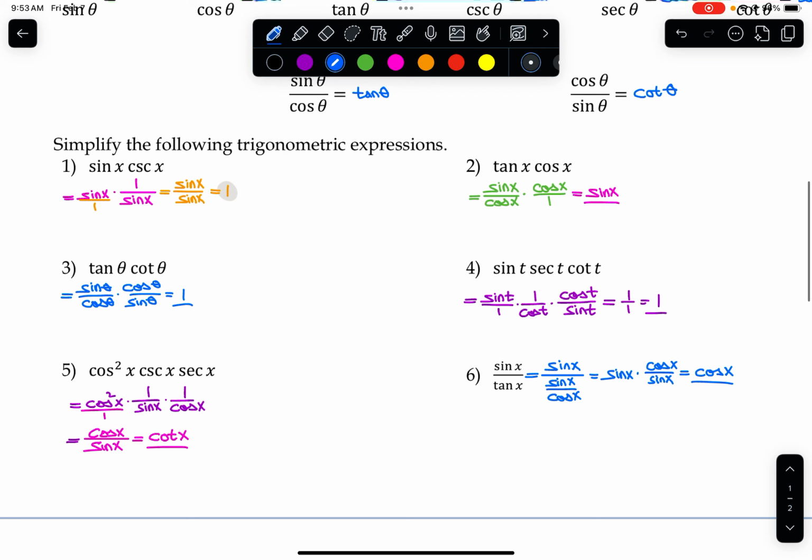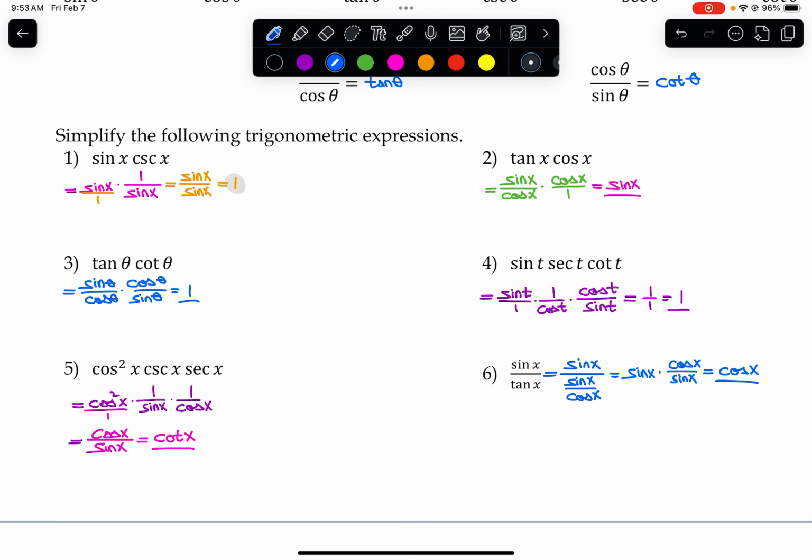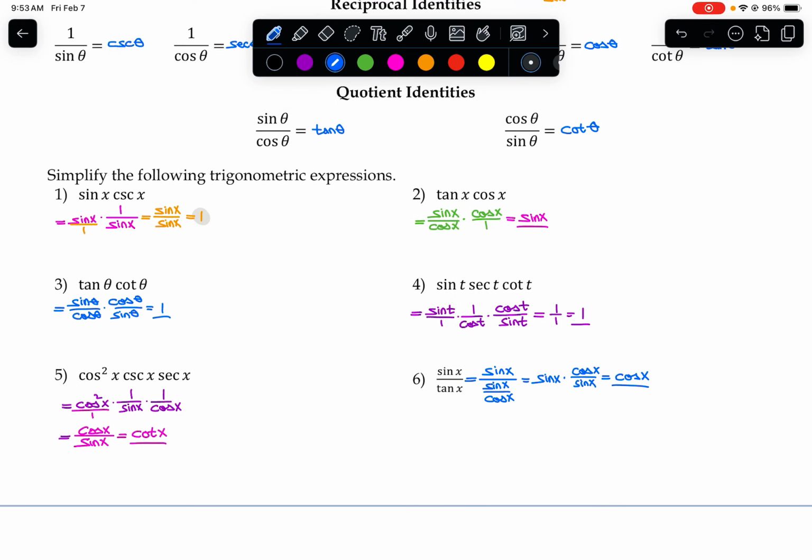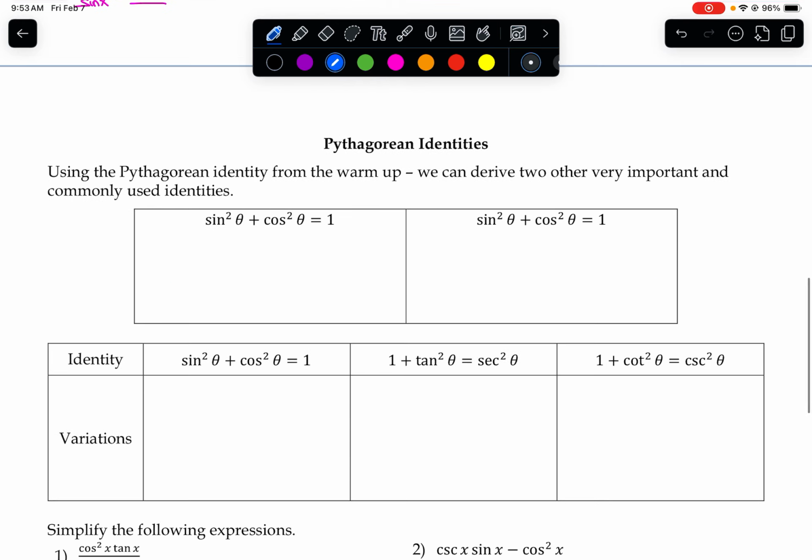Just know that for day 1, we're trying to keep these somewhat pretty, somewhat nice. We don't want to go too heavy on the first day. So moving on, now we're going to work on the next set of identities. Now we're going to introduce what we call Pythagorean identities.